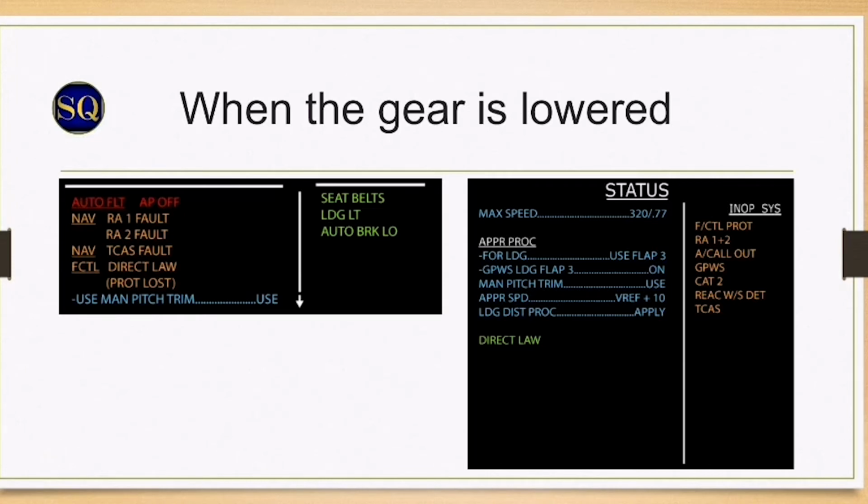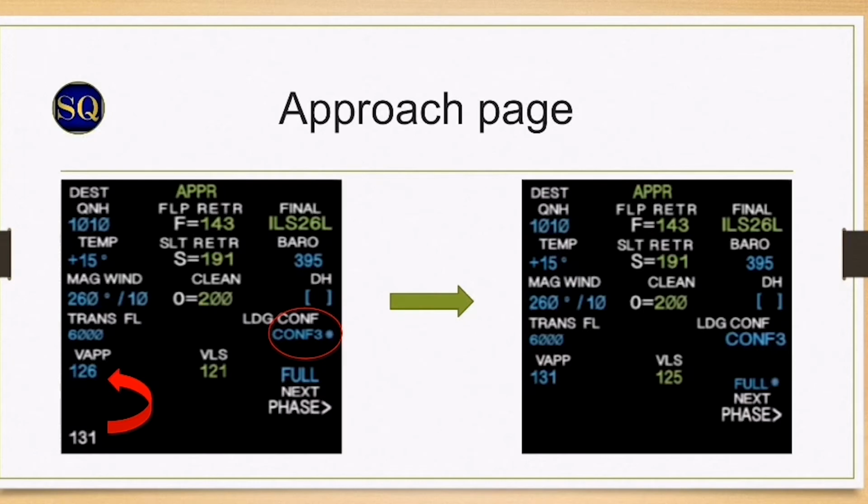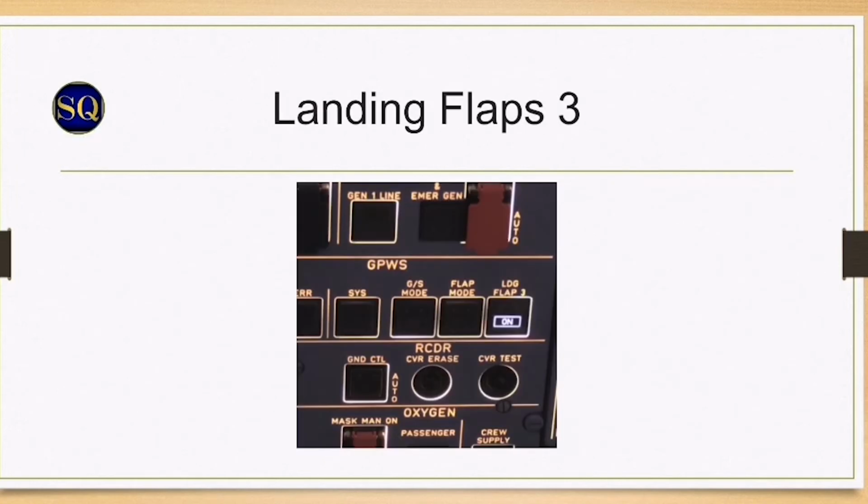The crew should prepare in advance for the approach and landing before selecting the gear down. Alright, let's have a look at the approach page. Add 10 knots to VLS full and insert. Then select landing configuration 3. Question: do you guys have any idea why we insert the speed increment first before selecting flaps 3? Do comment below. Select GPWS landing flaps 3.